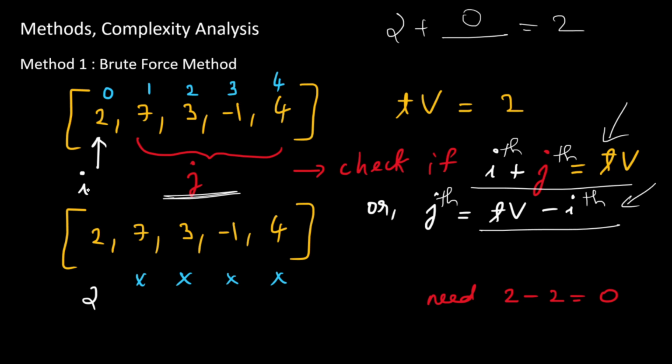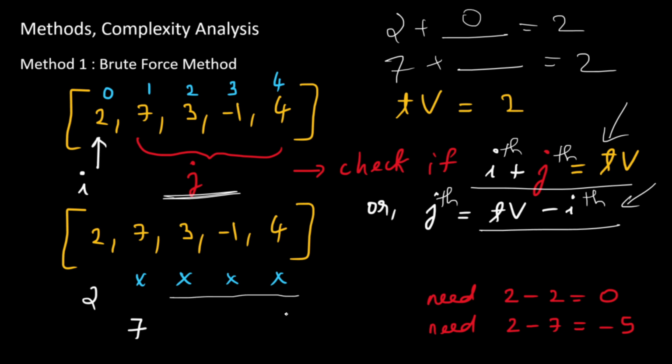So we change the value of i by changing the pointer, and we point to the next element, which is 7. So the value at the ith index now is 7. Now 7 plus something is equal to the target value, which is 2. So the needed value is equal to 2 minus 7, which is equal to minus 5. So we are going to check the remaining values, which is this part over here, and we will see whether we have minus 5 in any of these places.